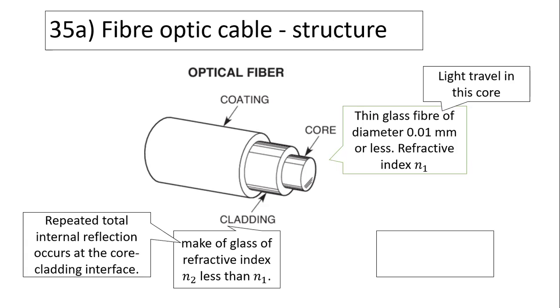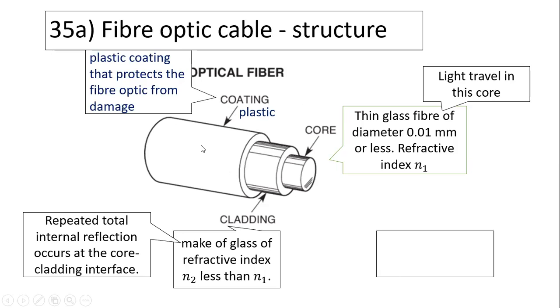Repeated total internal reflection occurs at the core-cladding boundary. So the light ray you send in at an angle will be totally internally reflected multiple times before it comes out of the end there. The coating can be plastic. What's the purpose of the coating? The plastic coating protects the fiber from damage. You don't want the glass to be scratched or break, so you have to protect it with plastic.